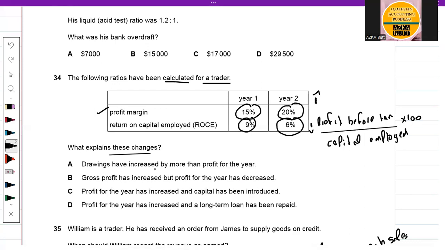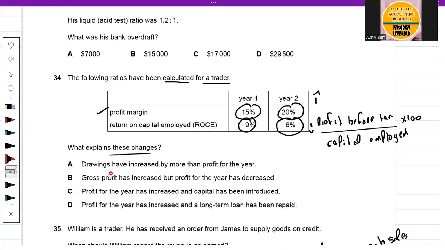Drawings have increased by more than profit for the year. If drawings have increased, it is not related to return on capital employed, because in return on capital employed we are writing the profit and the capital employed, whatever the capital employed in the business, whether it is in the form of a non-current liability or whether it is invested by the owner.